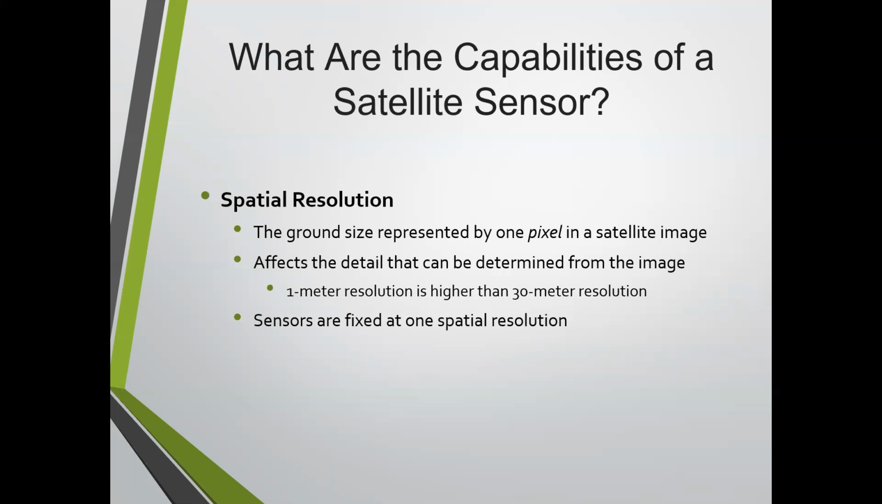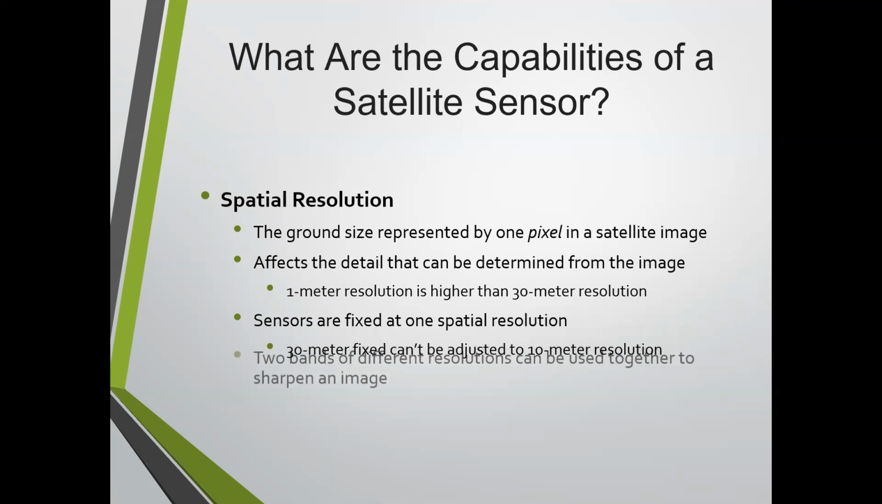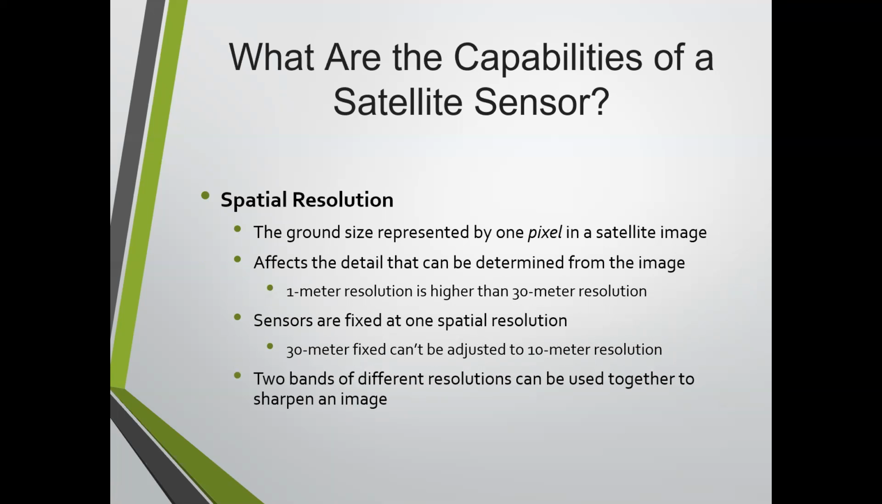And these sensors are fixed at 1 spatial resolution. That's a physical characteristic of the sensor itself. It cannot be altered. You can't just zoom in and get better resolution. It's just fixed at what it is when it's manufactured. So a 30 meter sensor can't be adjusted to a 10 meter resolution. They are what they are. What they can do is use algorithms to mix 2 or more images that are not at the same resolutions. It basically stitches these together using an algorithm that allows you to use one with the other to sharpen an image. So that is a possibility.